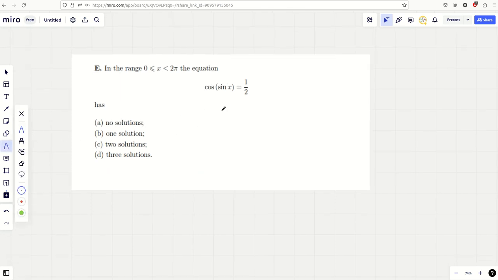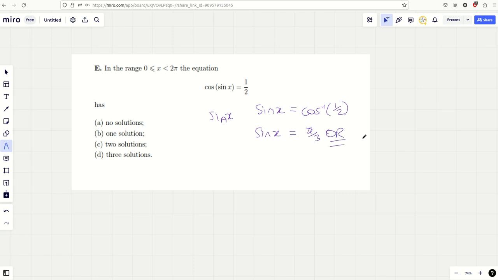We've got sine x is equal to arc cos of a half. Well, I suppose it's best that we actually work out what inverse cos of a half is, yeah? And inverse cos of a half, well, inverse sine of a half is 30 degrees, or pi over 6, so inverse cos of a half is 60 degrees, or pi over 3.